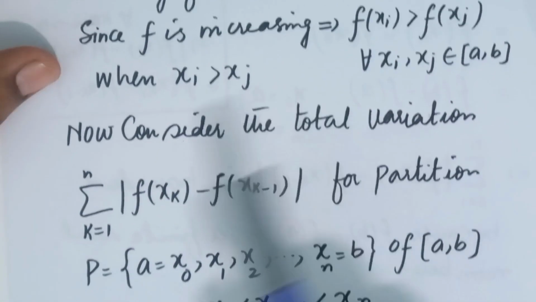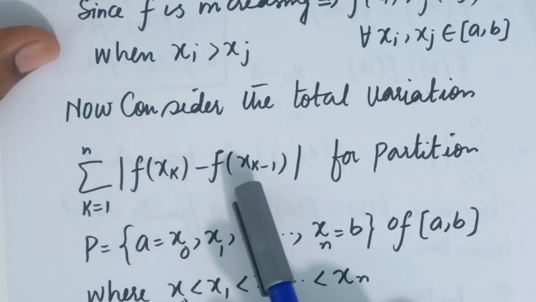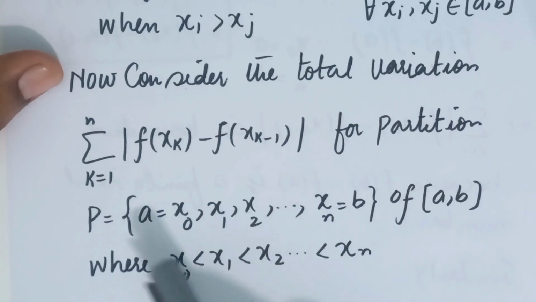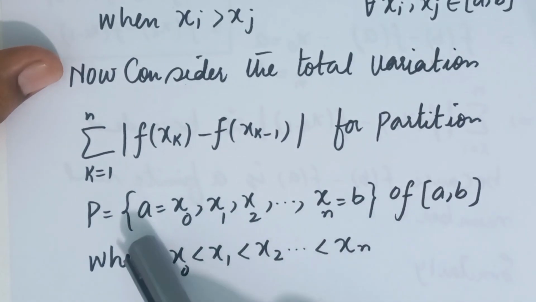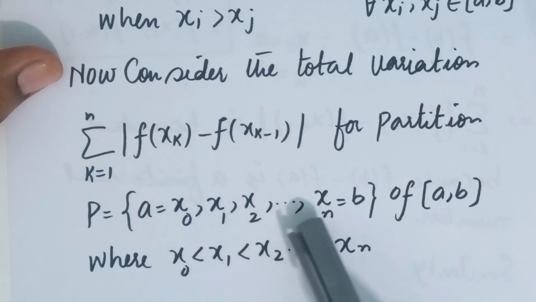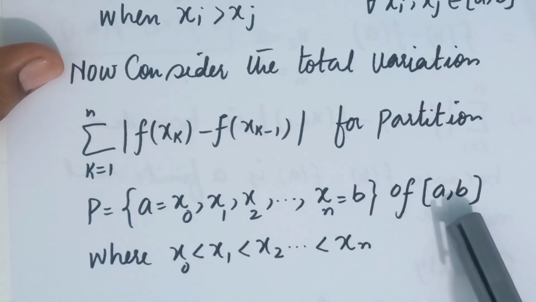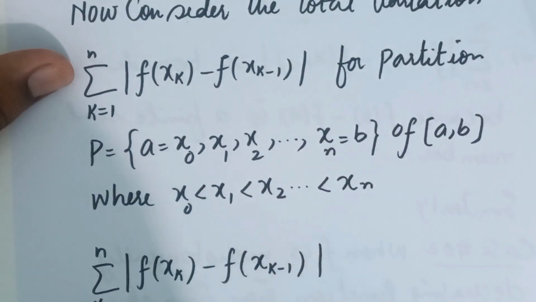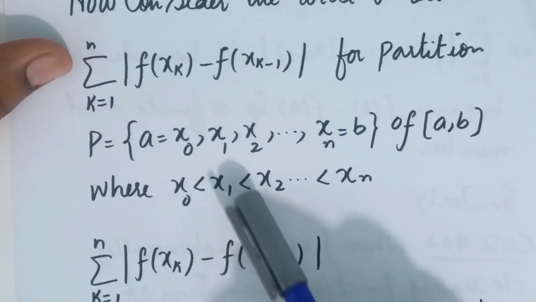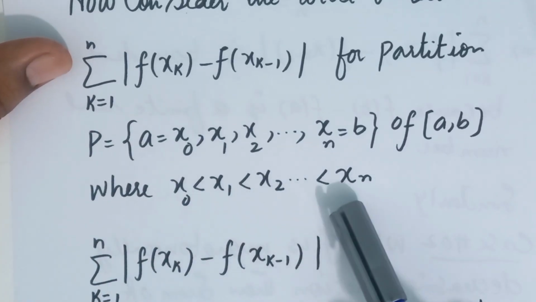Now consider the total variation, the sum for k equal to 1 to n of f(xk) minus f(xk-1), for the partition P: a = x0, x1, x2, and so on up to xn = b of the closed interval [a, b], where the numbers are in this order: x0 is less than x1, x1 is less than x2, and so on, less than xn.